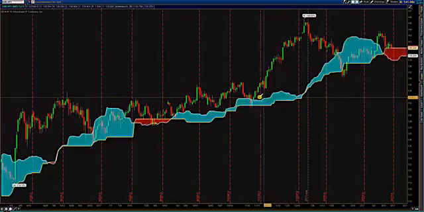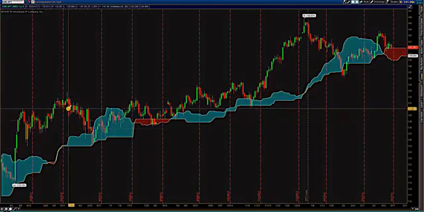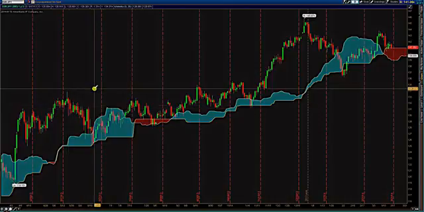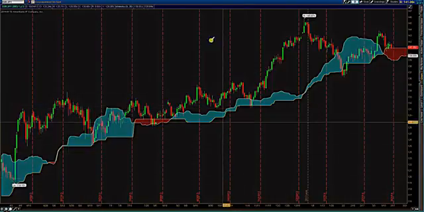So basically, I just wanted to show everybody sentiment. All right, so if price is trading above the cloud, you should be looking for longs. If price is trading below the cloud, you should be looking for shorts.